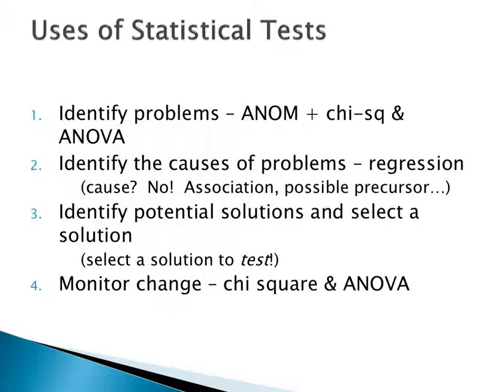We can identify potential solutions and select a solution, but I would say what we really want to do is select a solution to test, to see if whatever we have done, perhaps an intervention or change the process somehow, has made a difference, a statistically significant difference in the outcome. And of course we can monitor change using chi-squares and ANOVAs. So lots of great tools, but as I said, we want to use the correct terminology in this, and we are not identifying causes necessarily.